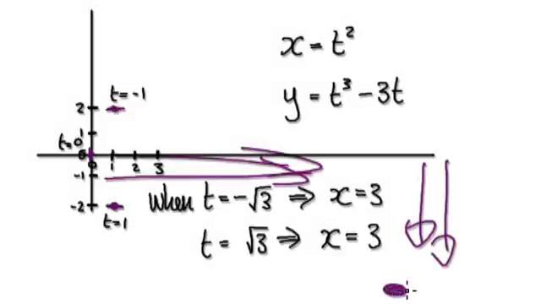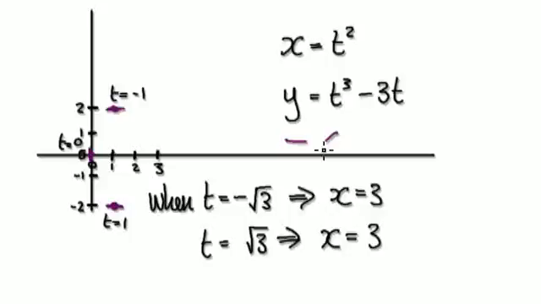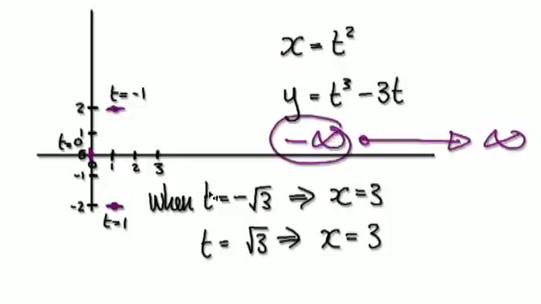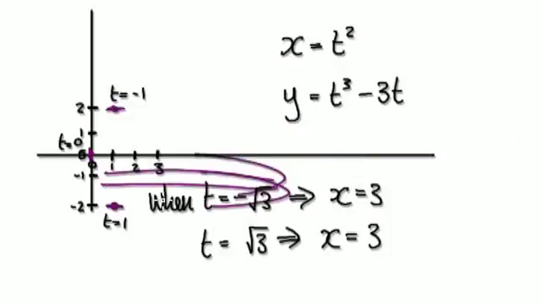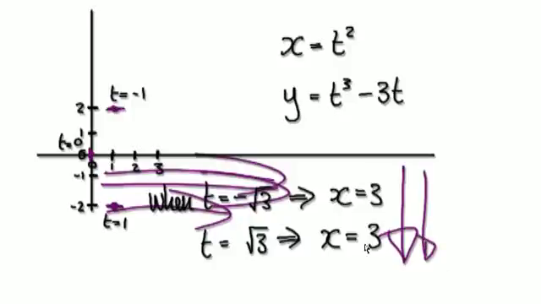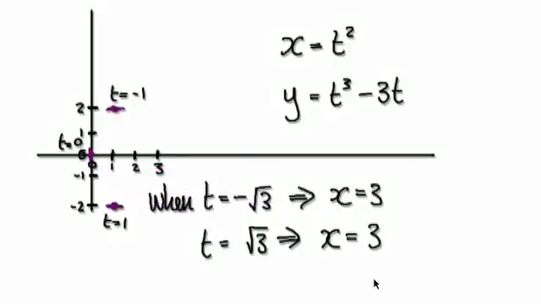So it's going to start somewhere down here. Remember, our time scale is from minus infinity to positive infinity. When time is negative infinity, x will be positive infinity and y will be negative infinity. That means we will start somewhere down here, and then we will hit this, and this, and this, and then we will go back to here.